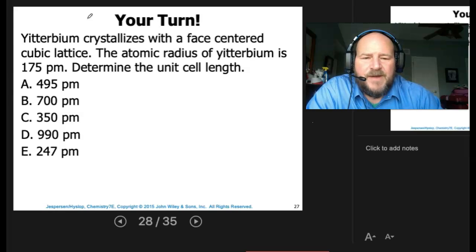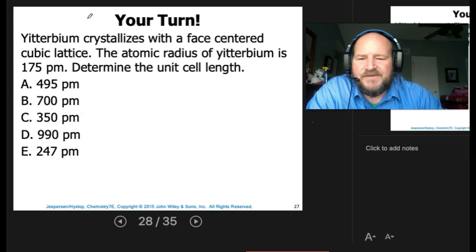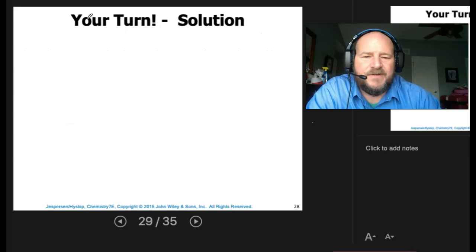All right, so you might have had to go back and pick up that equation. You'd have to go all the way back to where we looked at the cell lengths. We know the cell length is going to be based on the radius. They gave us the radius. We can plug and chug that, and we get 495 picometers.